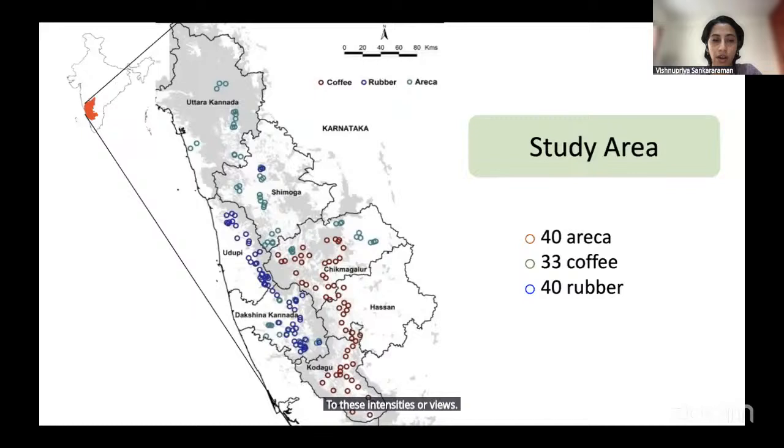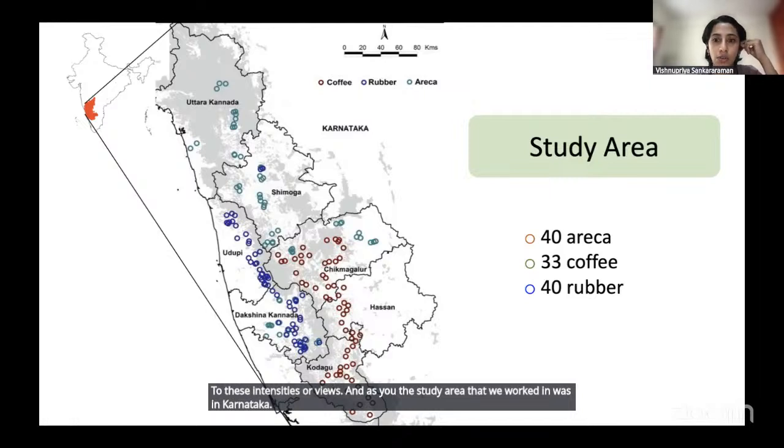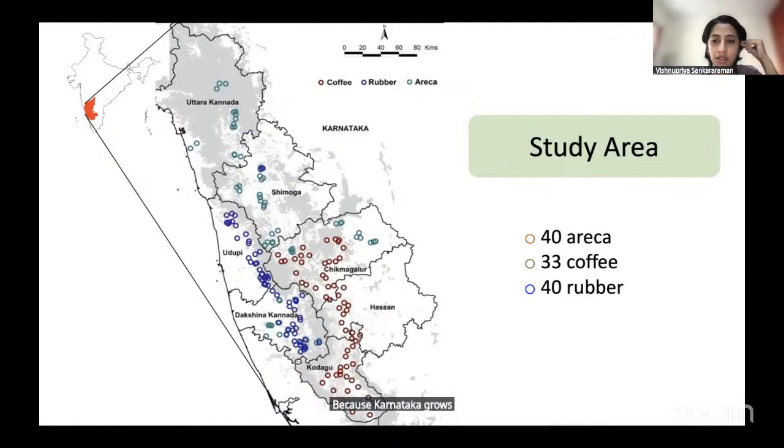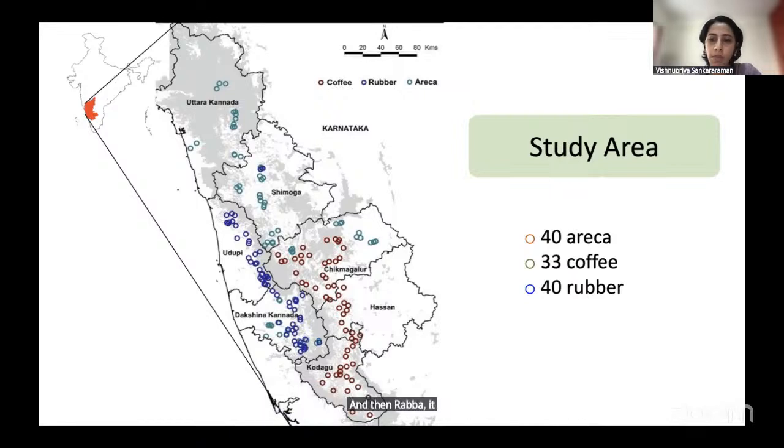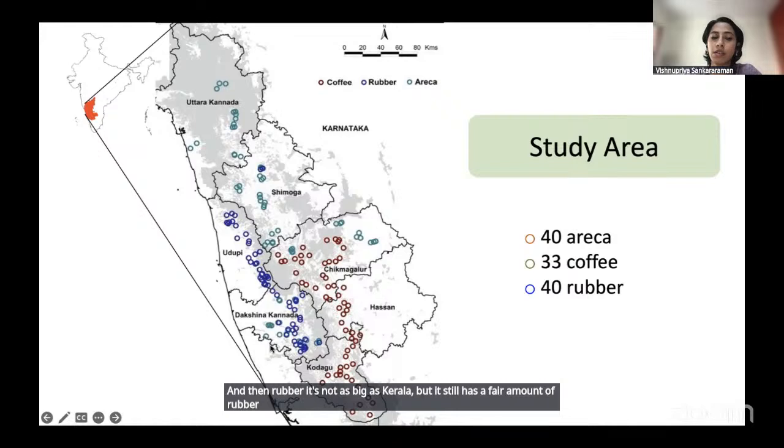The study area that we worked in was in Karnataka, because Karnataka grows one of the highest areca yield anywhere in the world, actually. And then it's also the highest coffee growing area of India. And then rubber, it's not as big as Kerala, but it still has a fair amount of rubber farms coming up now, especially in the western part of the Western Ghats.